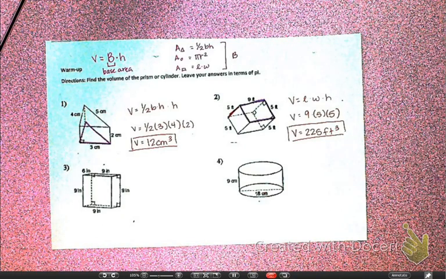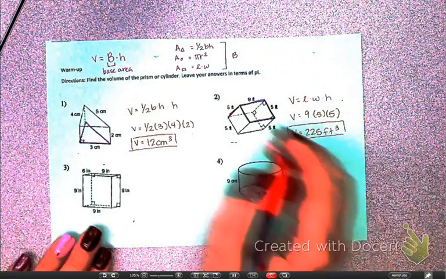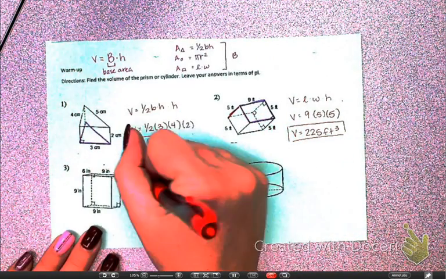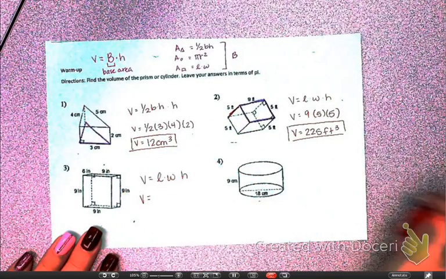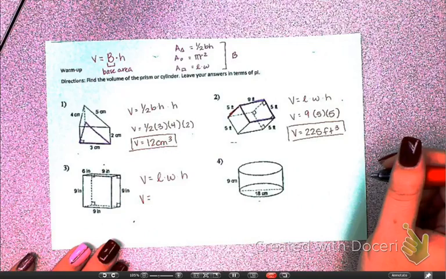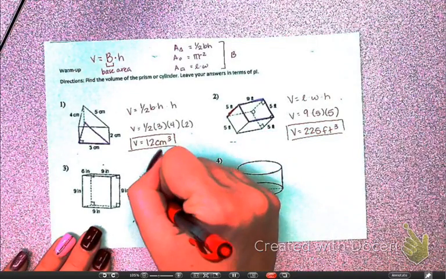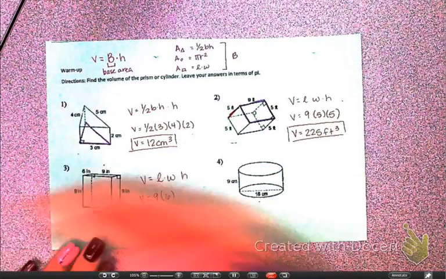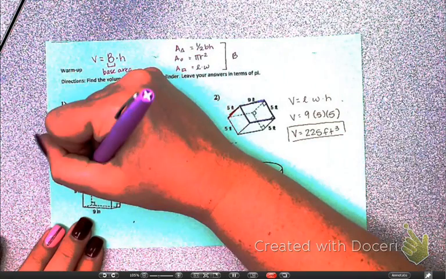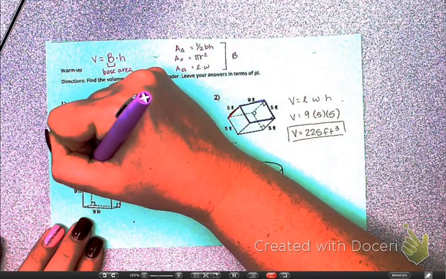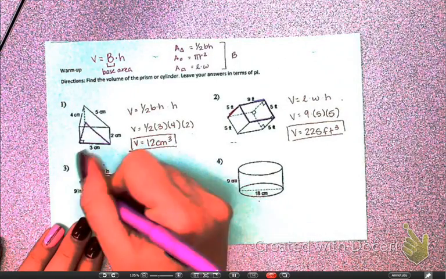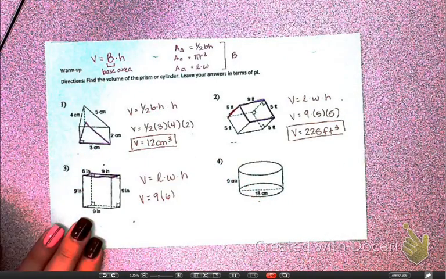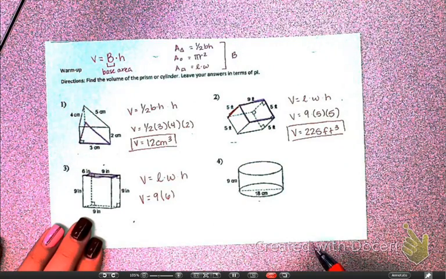Number 3, you either have a rectangle or a square base, right? So volume equals length times width times height. What did you choose for your length and your width? 9 and 6. Okay, I just want you to be aware. If you choose 9 and 6, you are choosing this small rectangle on the top and bottom as your base. That's fine. If you chose 9 and 9, then you're choosing this big square as your base. That's fine too. The reality is you're multiplying, so it doesn't matter a whole lot.